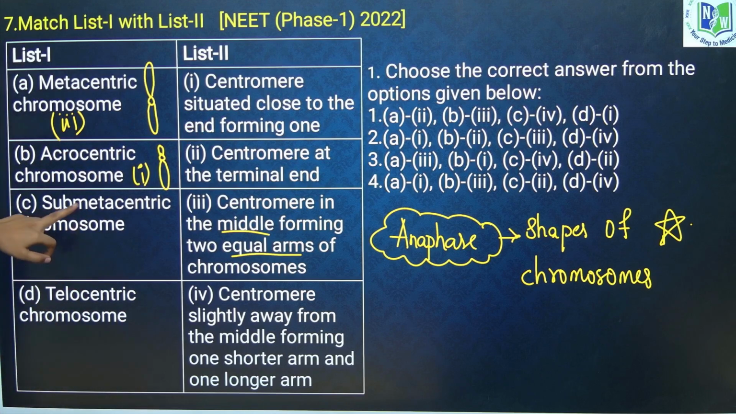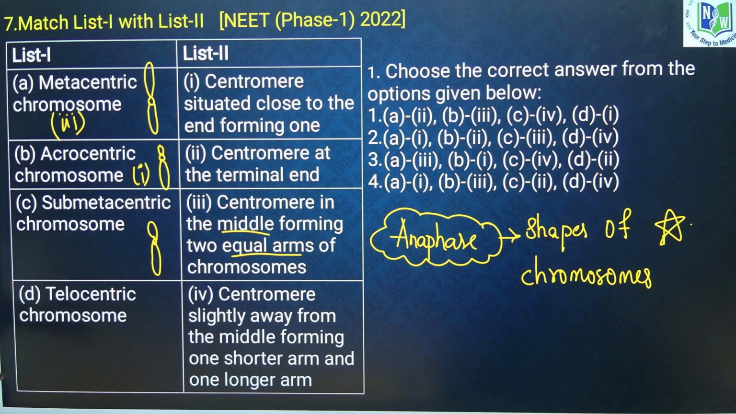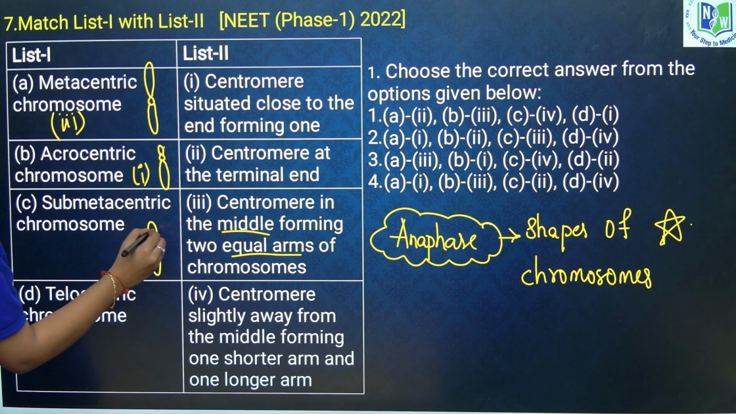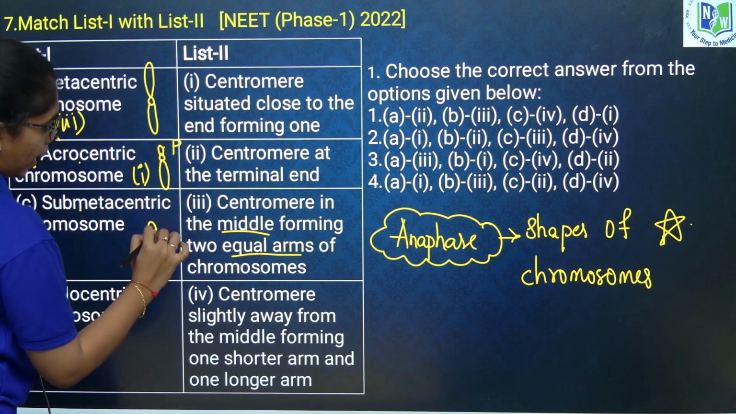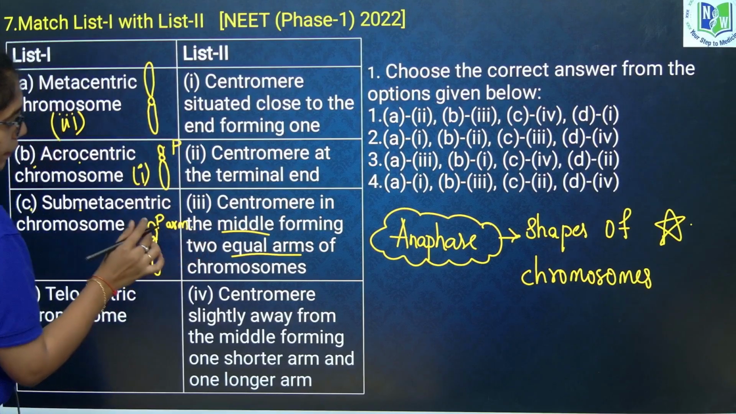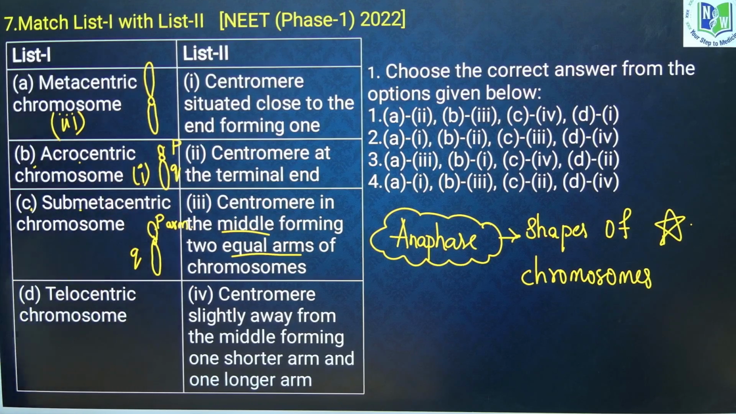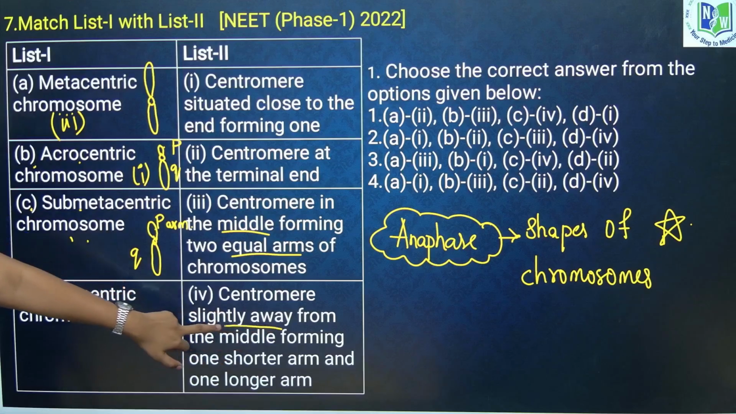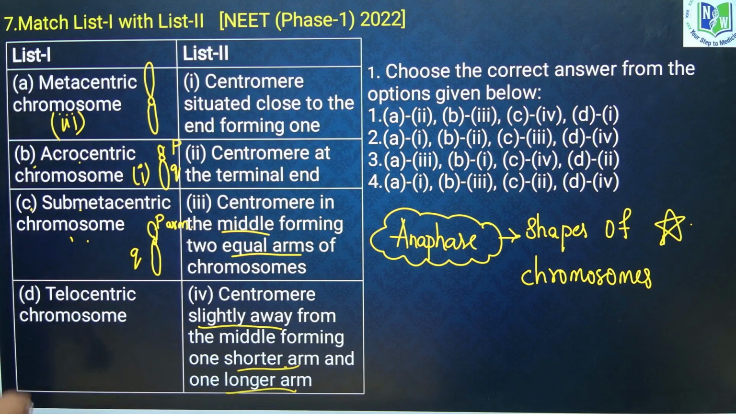Next, submetacentric chromosome means the centromere is close to one arm and far from the other. Here the shorter arm of the chromatid, in both submetacentric and acrocentric, is called the P arm, and the longer arm is called the Q arm. So here C is 4: centromere slightly away from the middle, forming one shorter arm and one longer arm.